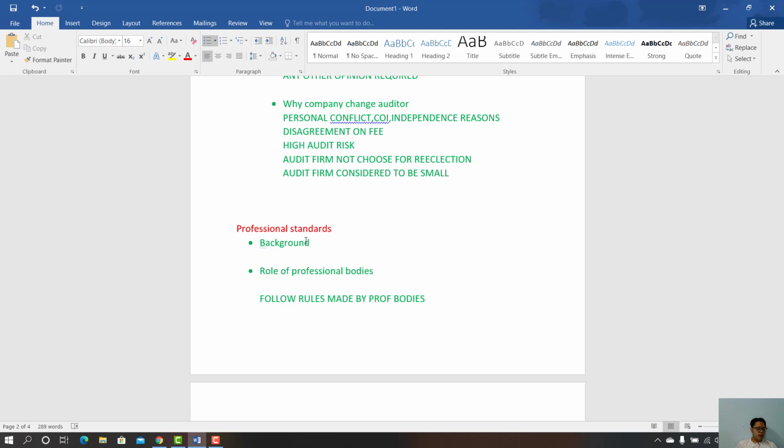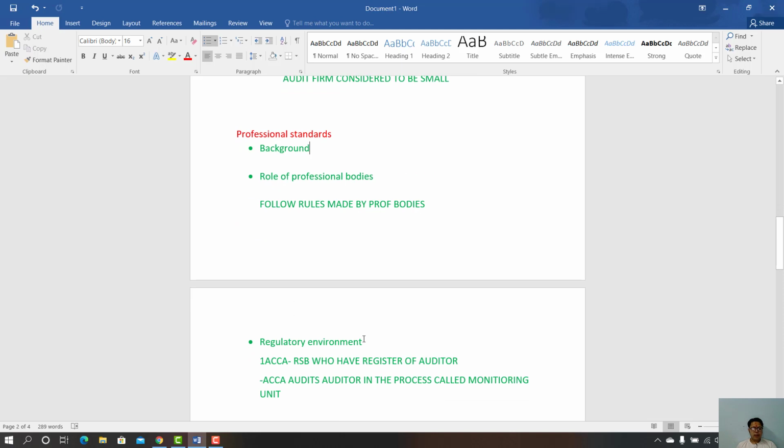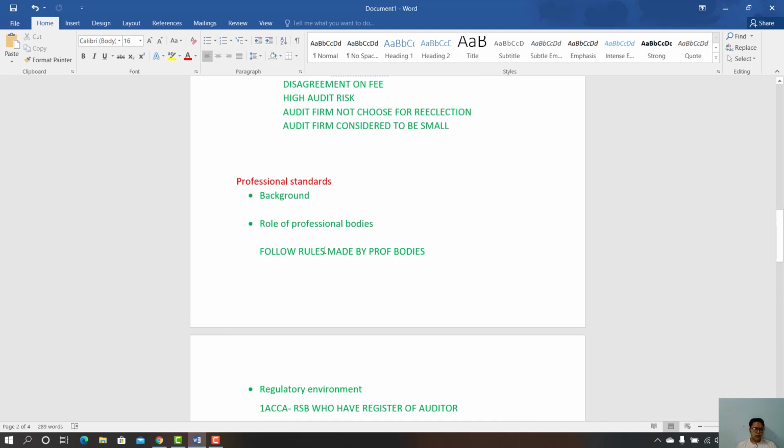In the UK, auditors are also governed by the Financial Reporting Council. Each country could adopt ISAs or have their own auditing standards. This background will be dealt with in depth in the regulatory environment. So let's go to the next, role of professional body. Here accountants and auditors must comply with rules laid down by their professional body. So they should follow the rules made by the professional body.